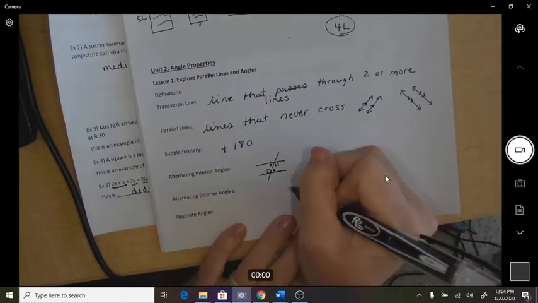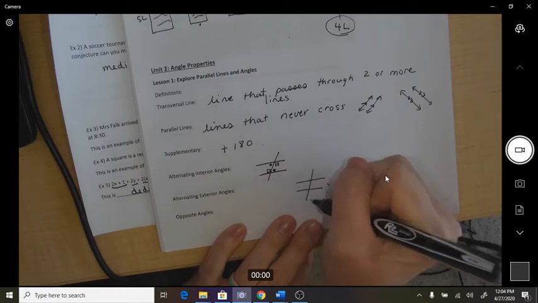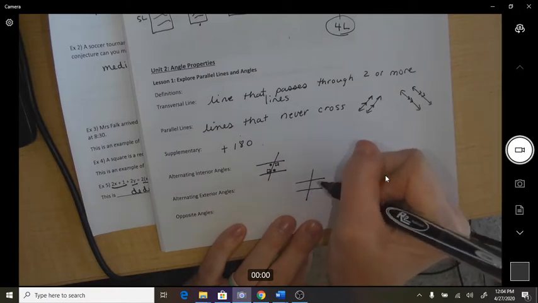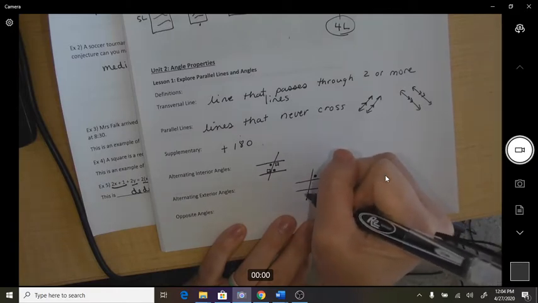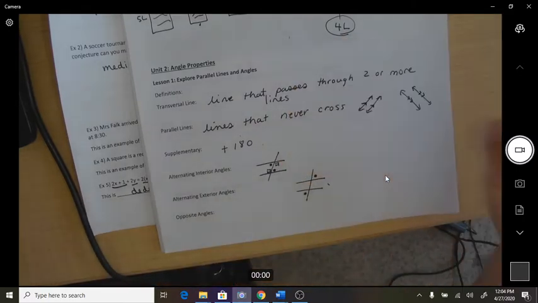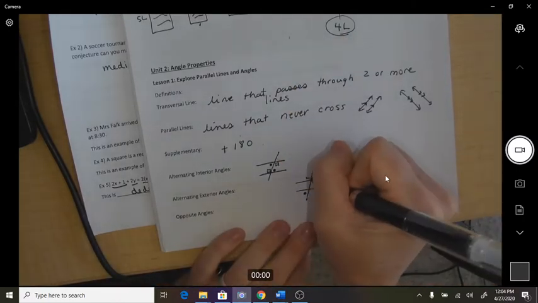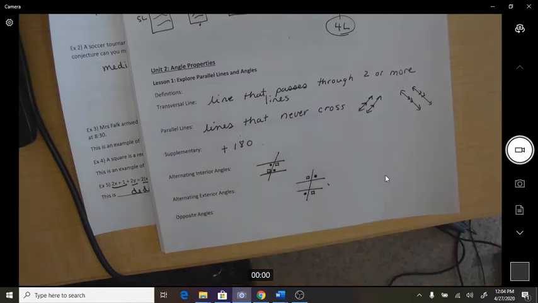Alternating exterior. So two parallel lines, the transversal, alternating, and then this time they're on the exterior of the parallel lines. So those two or those two.